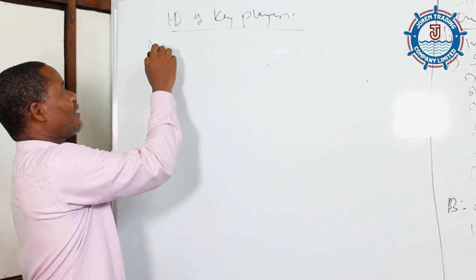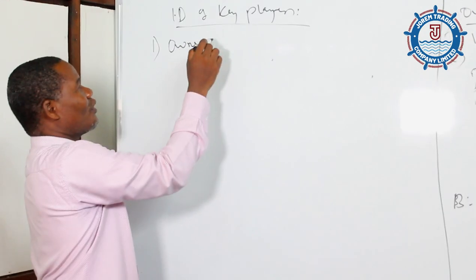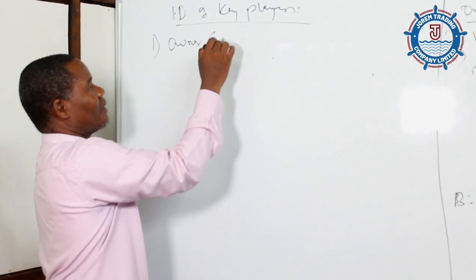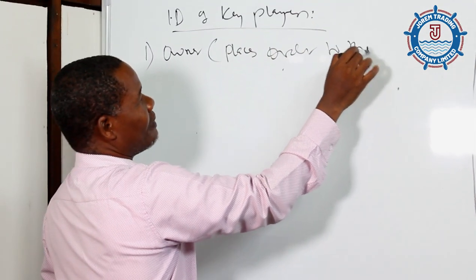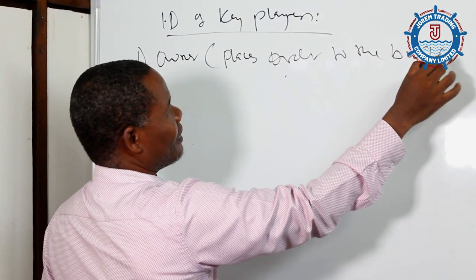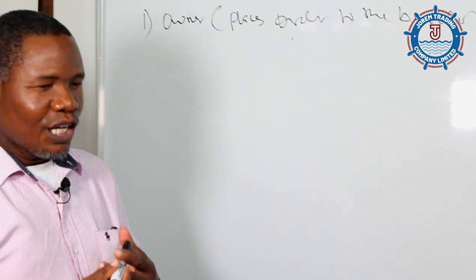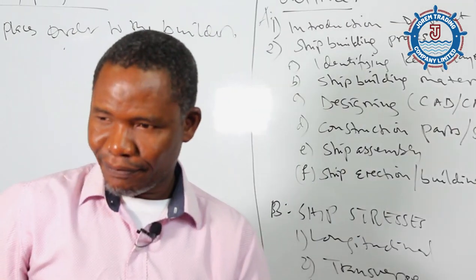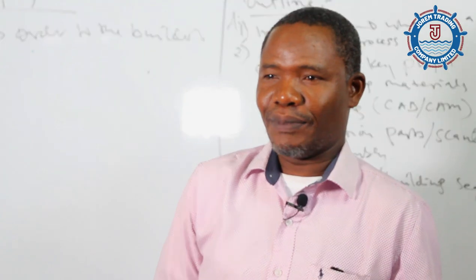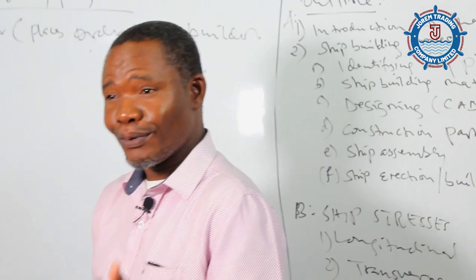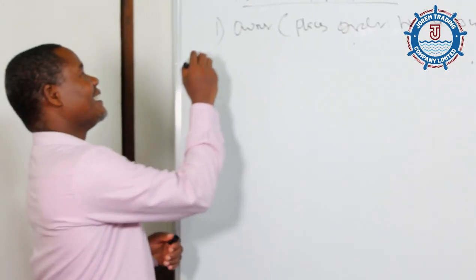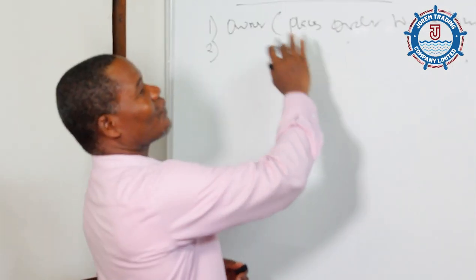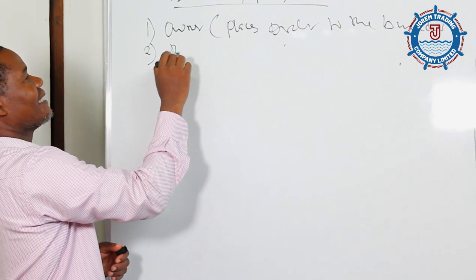The foremost stakeholder is the owner, who places the order to the builders. This is number one. Without the owner, without the buyer of the ship, we cannot have ship construction. We construct ships because we have the owner, someone who needs to build a ship. Then, if we have the owner who places the order to the builders, we have the builders.